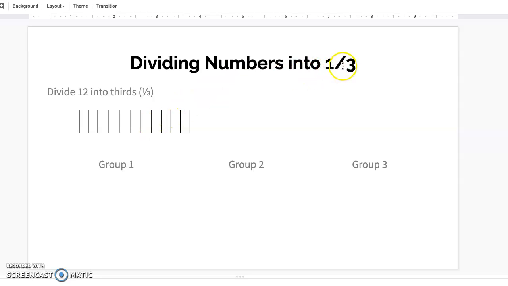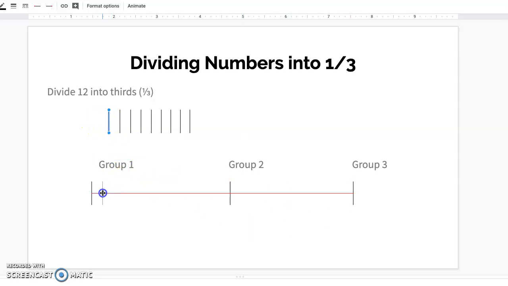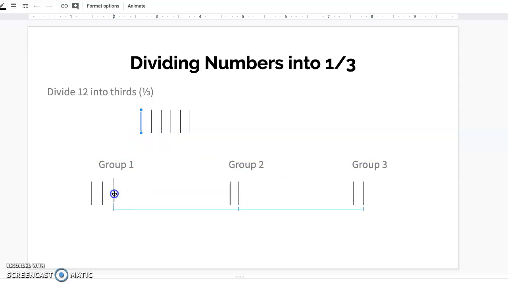All right, dividing numbers into thirds. So if we want to divide 12 into thirds, I have group 1, group 2, and group 3. I've already had my 3 sections, and I want to divide it into thirds, 3 equal groups. So we got 1 here, 1 here, 1 here, 1 here, 1 here, 1 here. Everybody gets 1 each time.